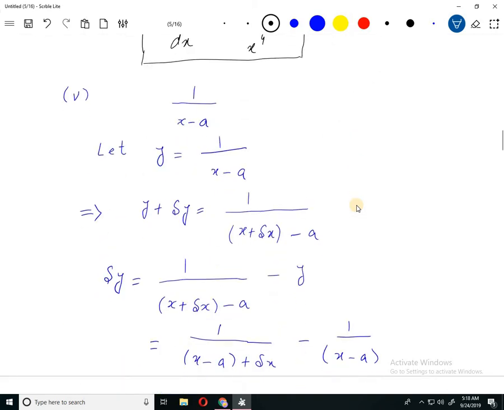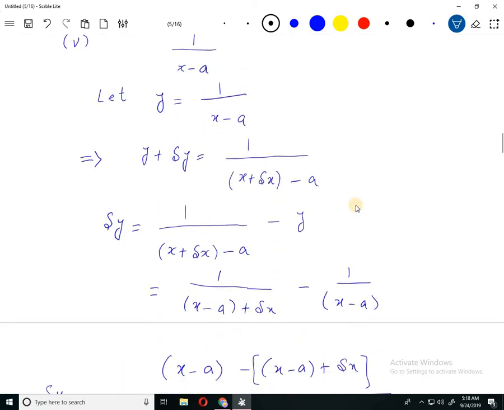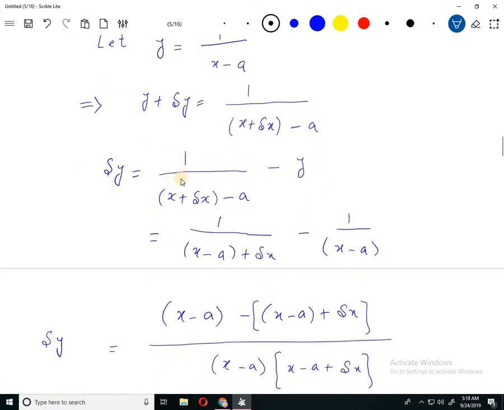Okay, similarly I can apply the same method on the next question. The next question is 1 over x minus a. Let the whole thing equal y. Now taking increment on both sides, y plus delta y equals 1 over (x plus delta x minus a). So delta y becomes 1 over (x plus delta x minus a) minus y, and then replacing y with its value up here.